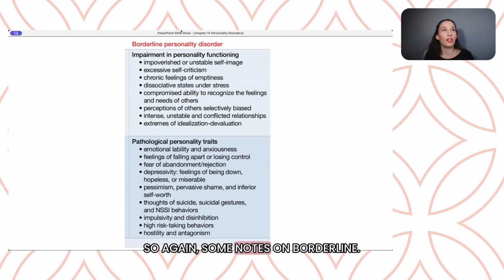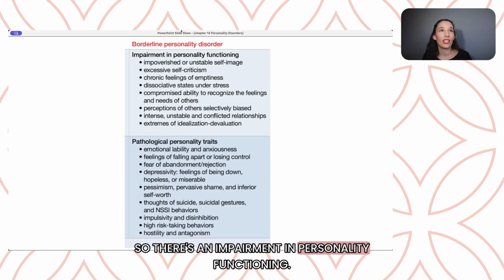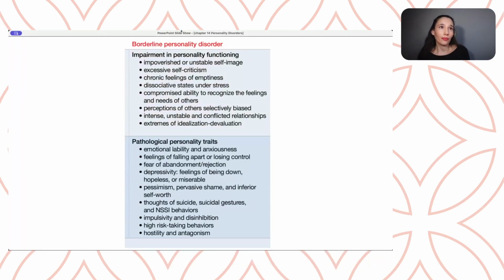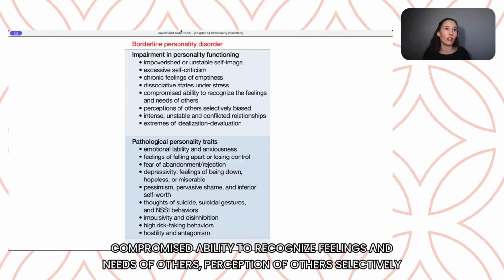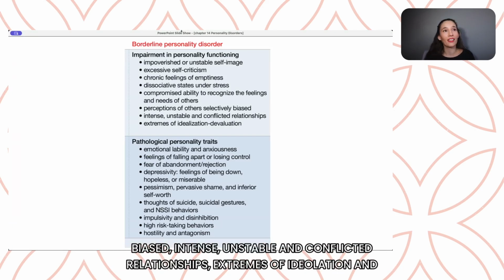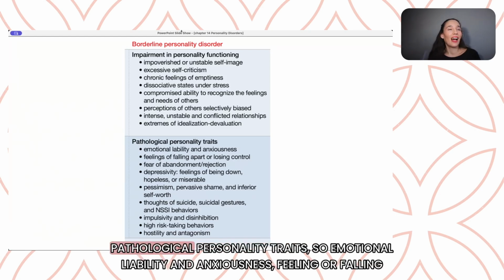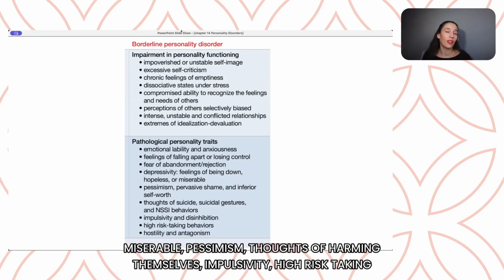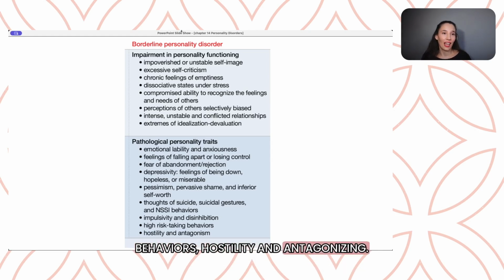So again, some notes on borderline. There's an impairment in personality functioning due to excessive self-criticism, emptiness, dissociation under stress, unstable self-image, compromised ability to recognize feelings and needs of others, perception of others selectively biased, intense, unstable, and conflicted relationships, extremes of idealization and devaluation. Pathological personality traits: emotional lability and anxiousness, feeling of falling apart or losing control, fear of abandonment, depressive feelings of being down, hopeless, and miserable, pessimism, thoughts of harming themselves, impulsivity, high risk-taking behaviors, hostility, and antagonizing.